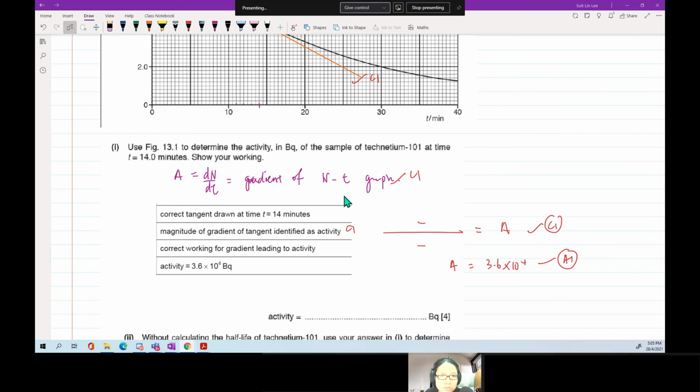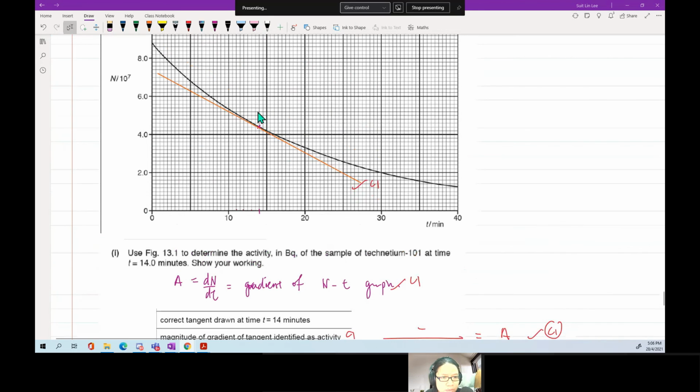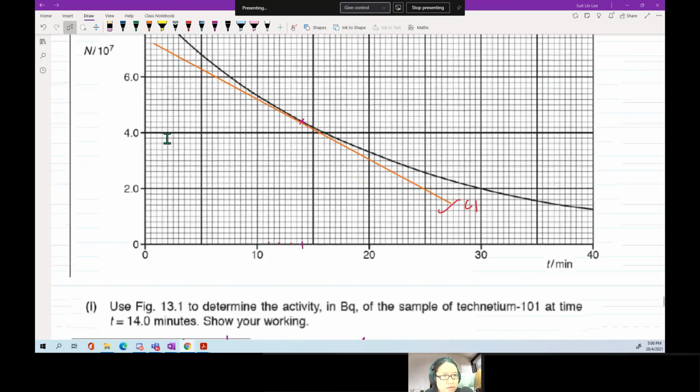So this is one method. You can draw a tangent line. So if I'm going to use this line, let's see if I can get the answer or not. I will choose a coordinate that looks like it passes through the corner, like here.